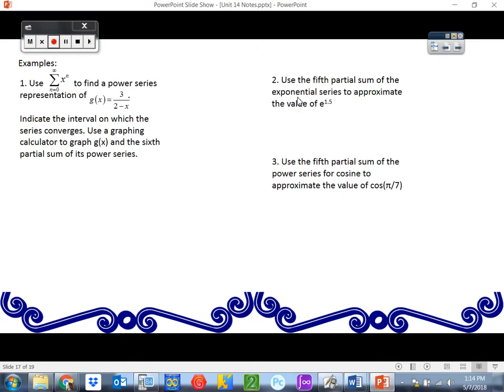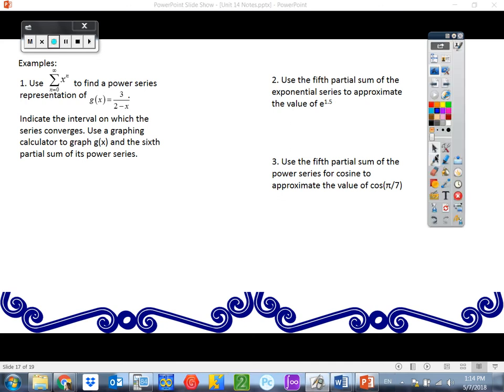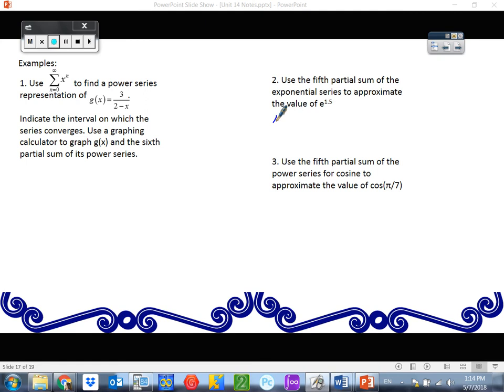So here, use the fifth partial sum of the exponential series to approximate the value of e to the 1.5. All right, so what does that mean? Well, what that means is we're actually going to use the series for e to the x, and we're going to use the fifth partial sum, which means I need 5 terms from that series.